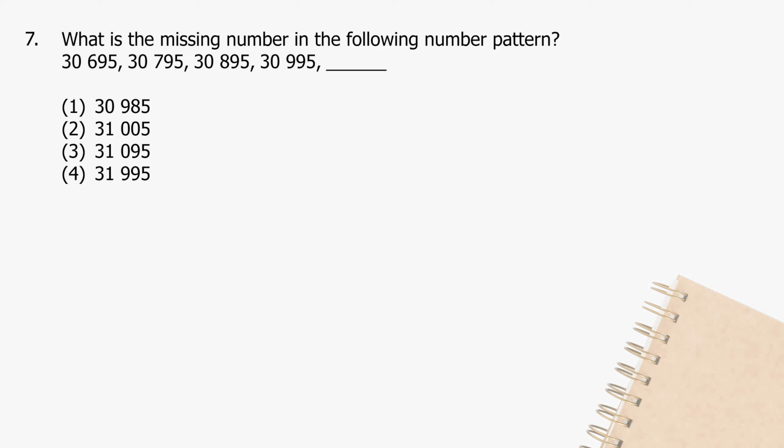Question 7. What is the missing number in the following number pattern? 30,695, 30,795, 30,895, 30,995. Missing number.